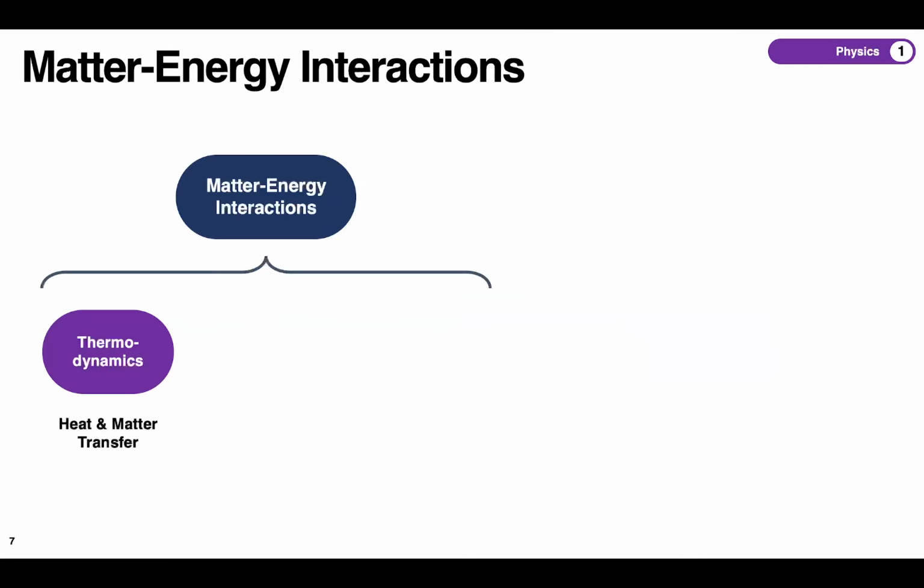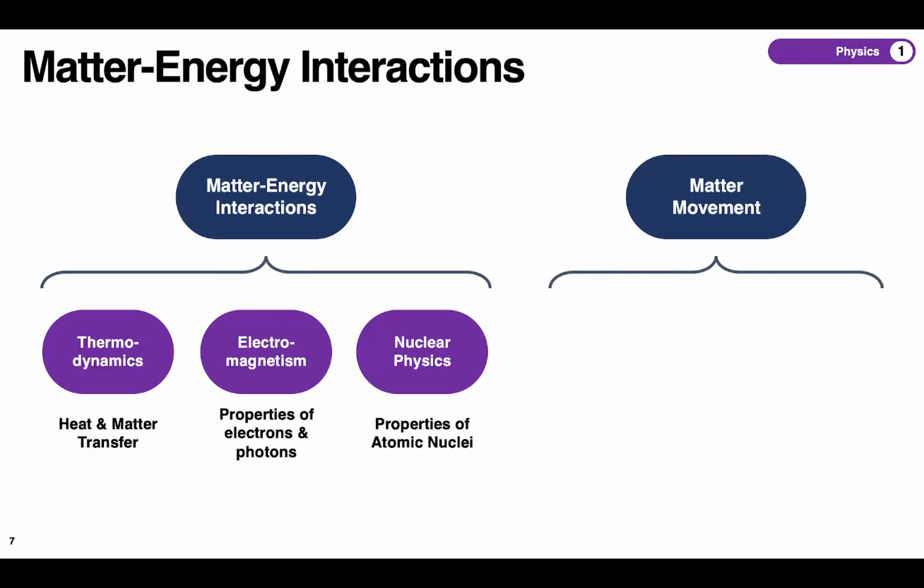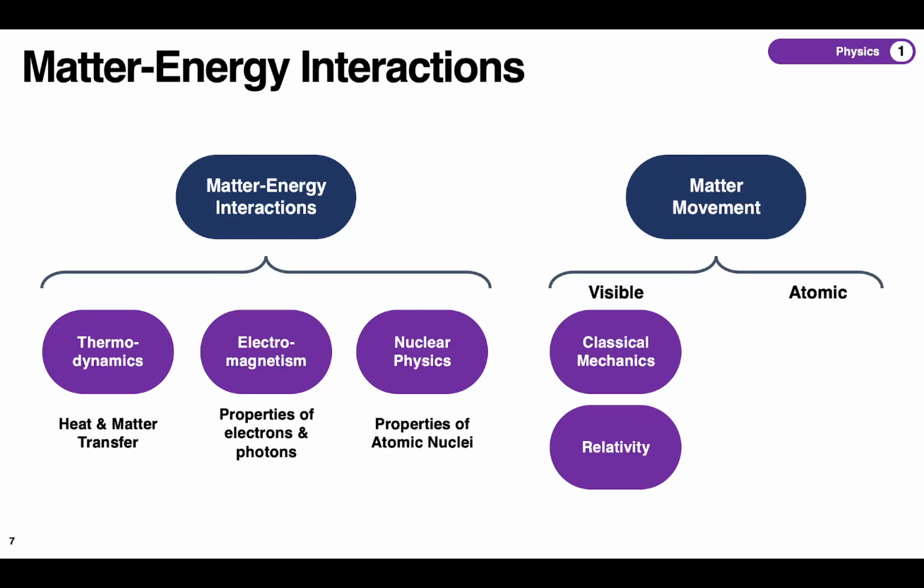Now, the interaction of mass and energy is studied using various disciplines at various scales. The interaction between matter and energy is studied by thermodynamics, which focuses on heat transfer and energy transfer, as well as electricity and nuclear physics. And the motion of matter is studied at different scales. At the macroscopic or visible scale that we can see, it's studied by classical or Newtonian mechanics and general relativity. And at the atomic and subatomic scale, it's studied by quantum mechanics. We will talk about each of those in the next slides.